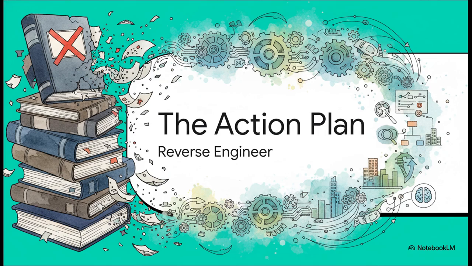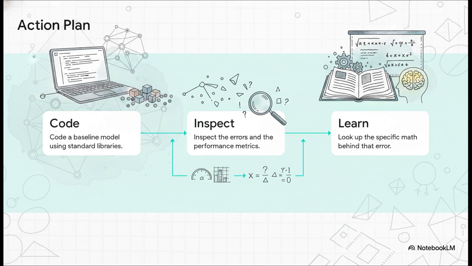All right, let's wrap this up with the action plan. Reverse engineer your learning. It is officially time to reverse engineer how you learn. Seriously, close those 800-page academic textbooks right now. They are only slowing you down. Here is your concrete 3-step action plan to learn contextually while you are actually writing code. Step 1. Start with a simple data set and code a baseline model using standard libraries. Step 2. When your model inevitably performs poorly, because it absolutely will, inspect the errors and the metrics. And step 3. Look up the specific math behind that exact error.